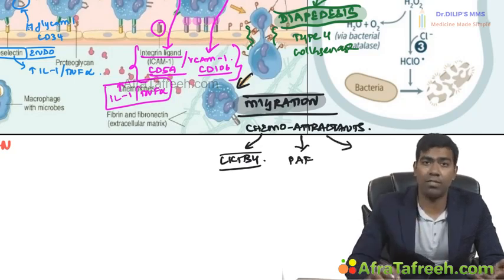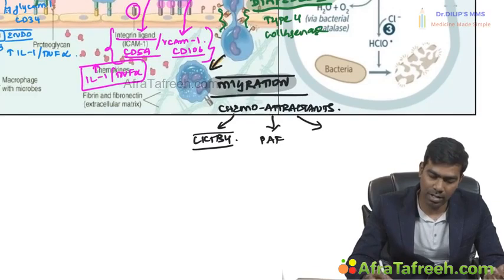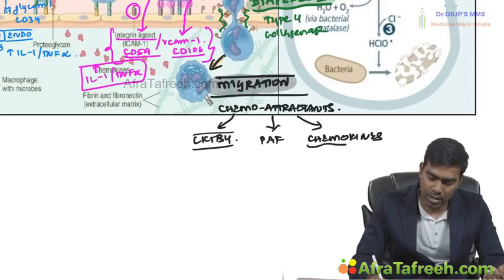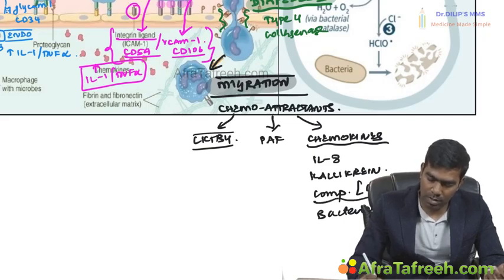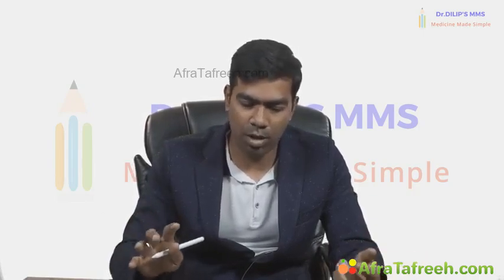All these things are secreted from the site of injury. Then you have a lot of chemokines in the form of interleukin 8, kallikrein, then a lot of complement fragments like C5a, and a lot of bacterial products. Chemokines, complement, and bacterial products. All these things act as chemoattractants for the neutrophils, which typically tend to migrate to the site of inflammation. So these are things that are important.